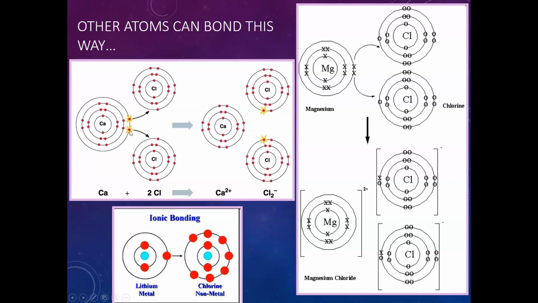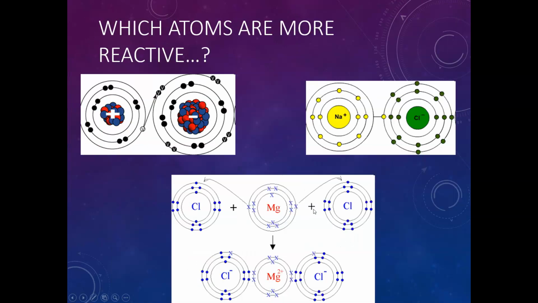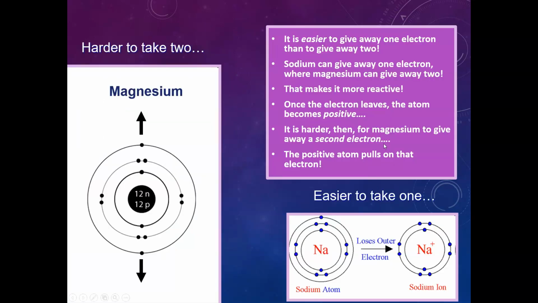So chlorine and calcium can bond. Calcium can donate an electron to each of these chlorines, and that gives us a bond, if you will. Lithium and chlorine. Lithium can slough an electron off and again give that to chlorine and share. We get magnesium chloride.